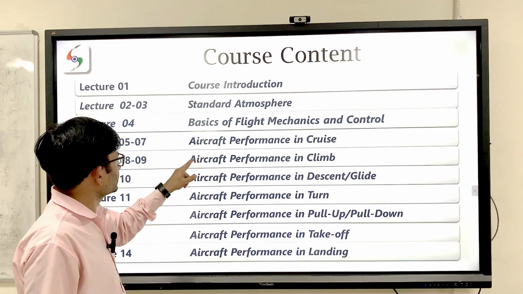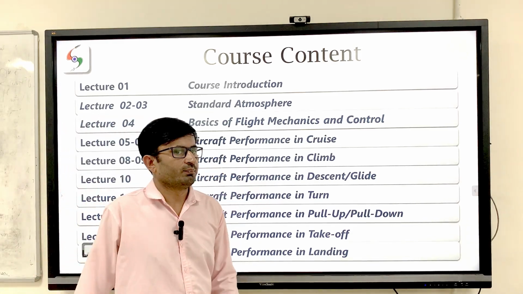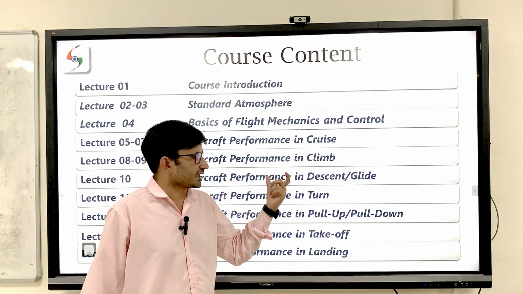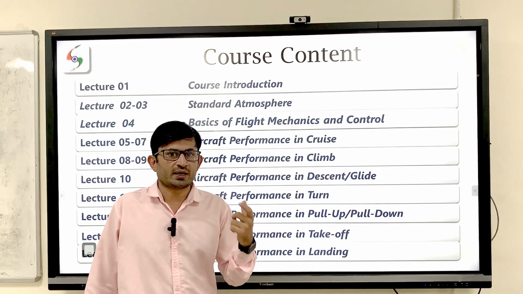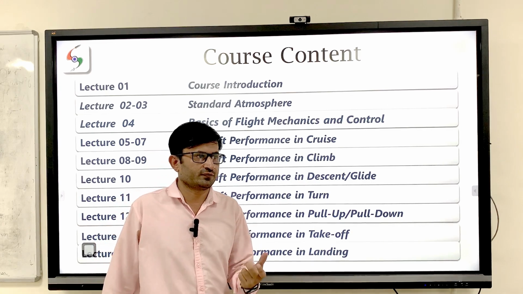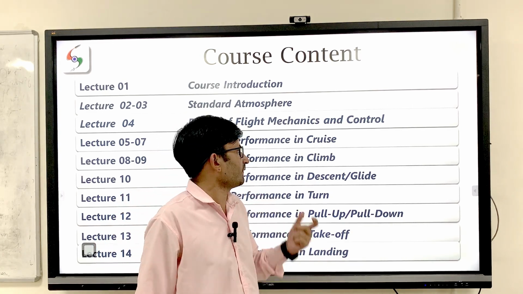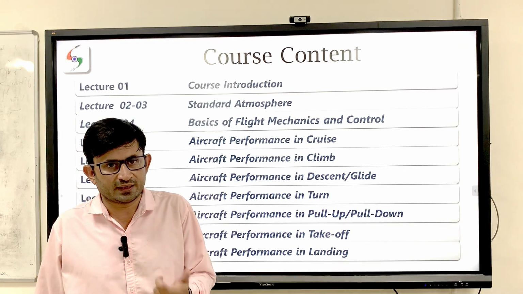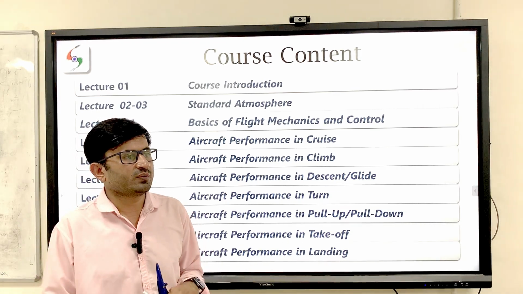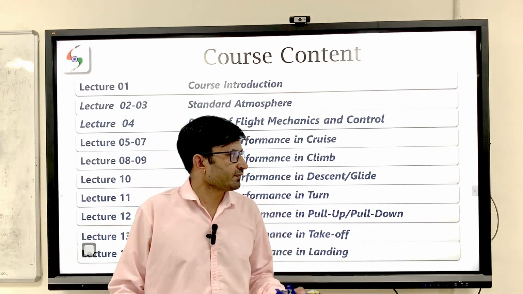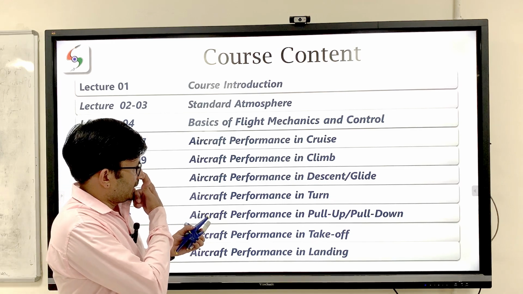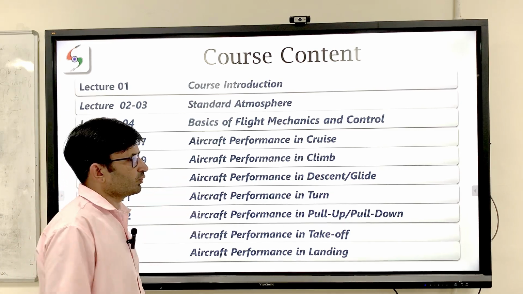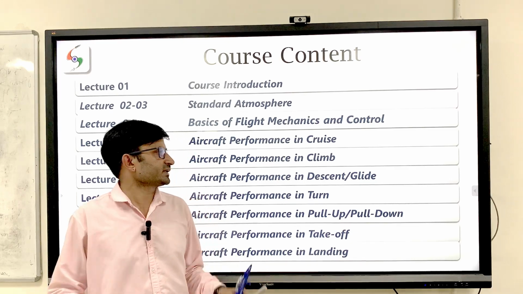In lectures 5 to 6 we will cover aircraft performance in cruise, because mostly the aircraft flies in the cruise regime. How much fuel it takes to go from point A to B, what speed it is going, whether the speed is good enough to maintain the cruise, what type of power requirement there is, what aerodynamic efficiency you are flying at, what the power maximum condition is, and what the power minimum condition is. That we will discuss in the aircraft performance in cruise lectures, which are lectures 5 to 7. And how long it will cruise, that we will also discuss.